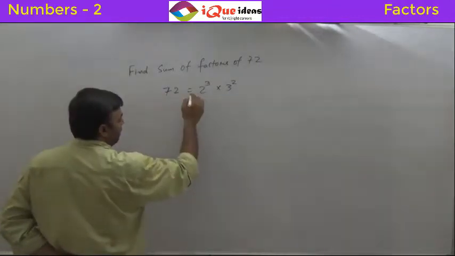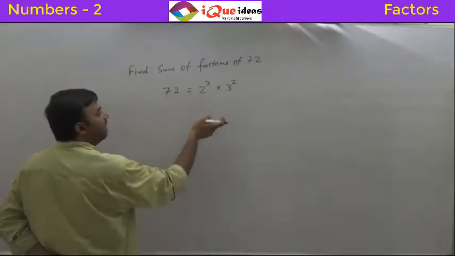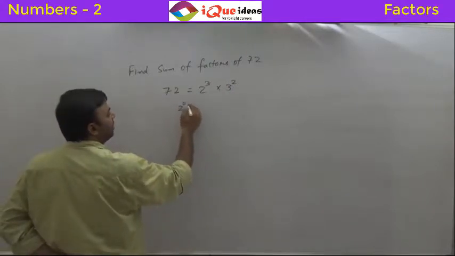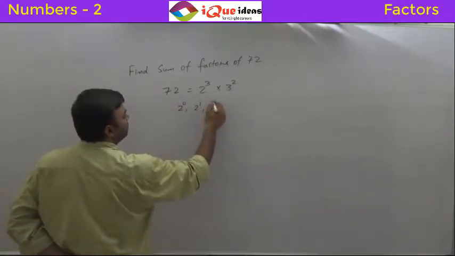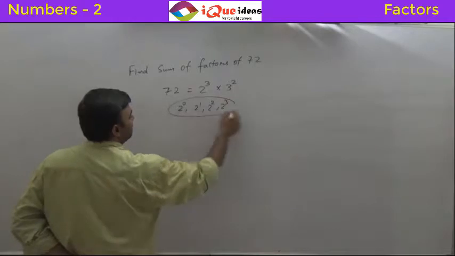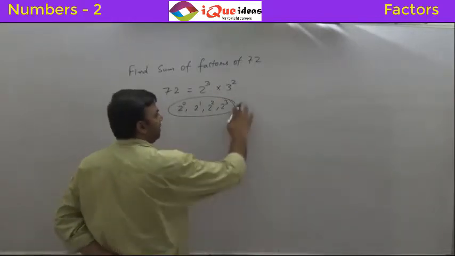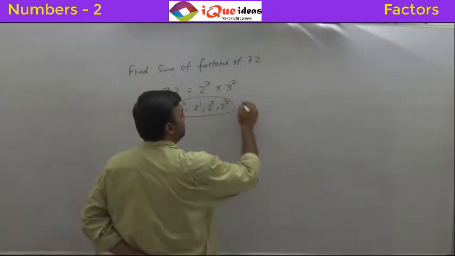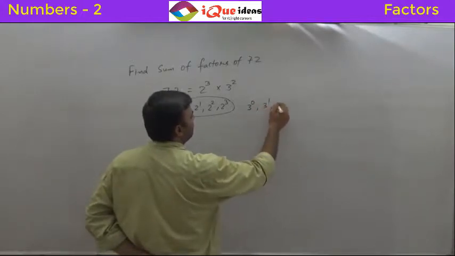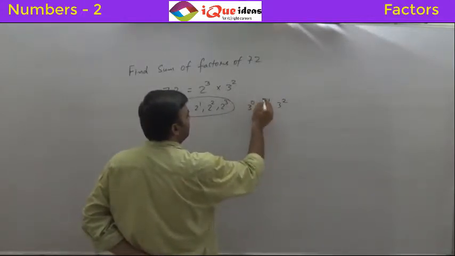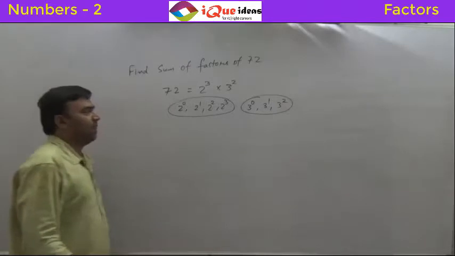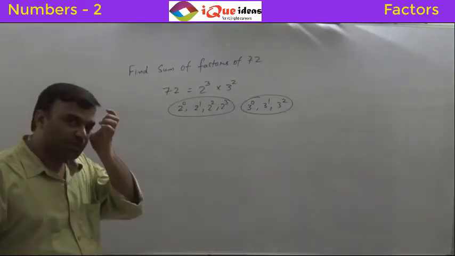What we said was, the possible powers of 2 which can create factors of 72 are 2 raised to 0, 2 raised to 1, 2 raised to 2 and 2 raised to 3. Similarly, the possible powers of 3 to create a factor of 72 were 3 raised to 0, 3 raised to 1 and 3 raised to 2. And we just multiplied the number of possible combinations to find the number of factors.